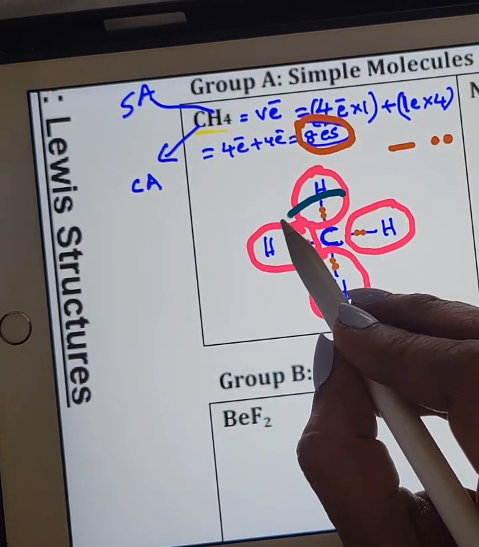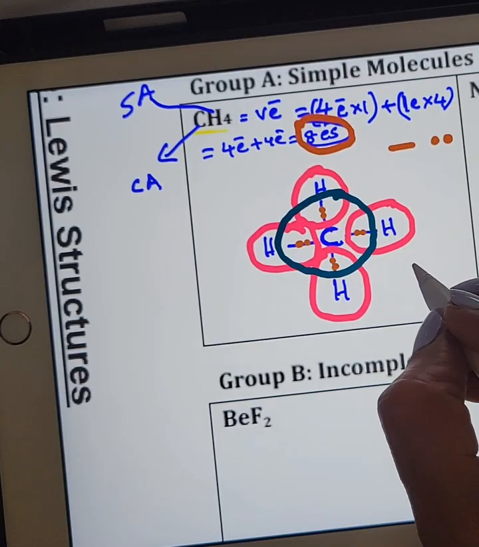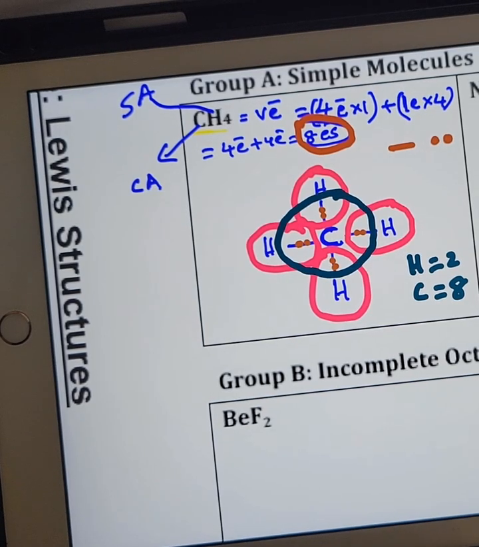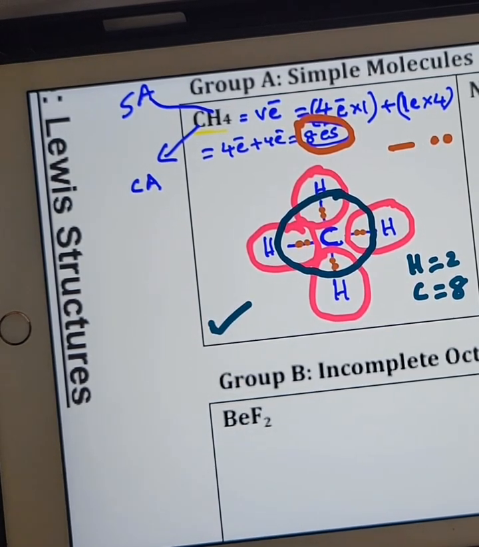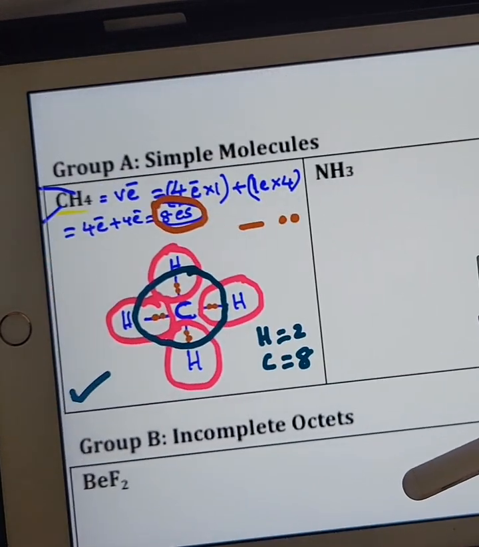Carbon has how many electrons? Carbon also has 8 electrons. So I'm going to write all hydrogen has 2 and the 1 carbon has 8 electrons. So they both are happy. That means just a double tap, your structure is correct. Okay, that was an easy one. Let's do the crazy one now.